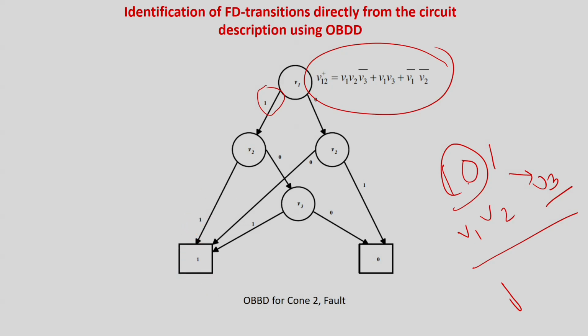So what is the value? V1 equal to 1, V2 equal to 0. So I have to go by this path, and V3 is 1. So this is the path I have to take. So this is going to tell me, V1 equal to 1, V2 equal to 0 and V3 equal to 1. So basically it tells that the output is a 1. So the next state output is going to be a 1.